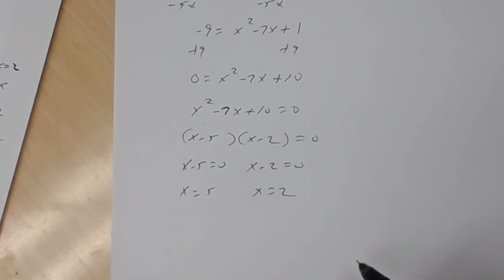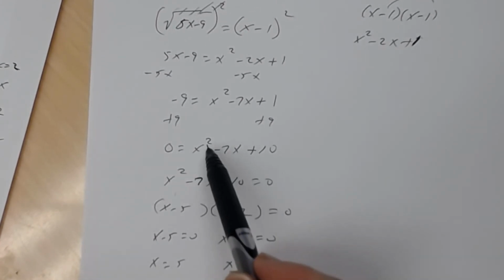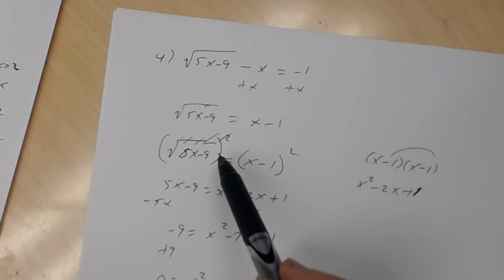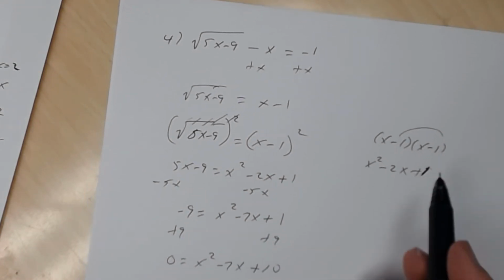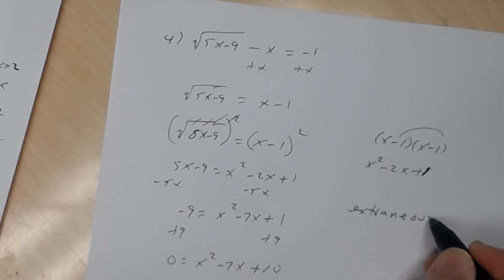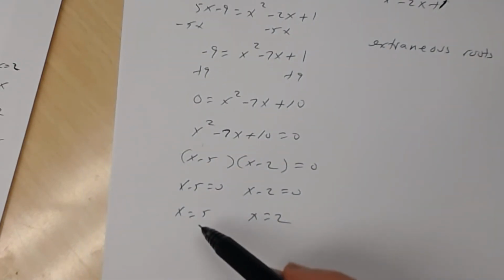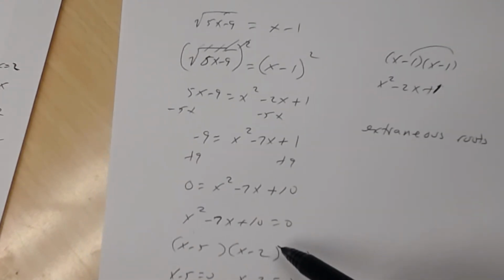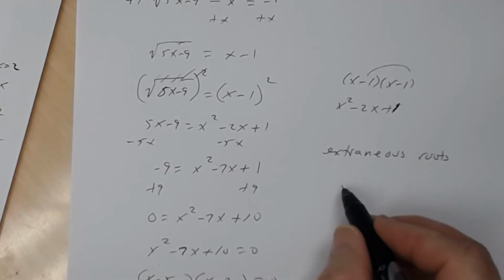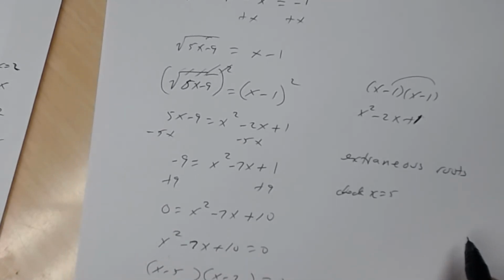All right. Now again, I got to check these because remember, these are solutions to the quadratic equation. But they may or may not be solutions to the original. Because remember, when you raise both sides to an even power, you may introduce extraneous roots. Okay, so false roots. So these are solutions to the quadratic, but it may or may not be a solution to the original. Always go back to the original. All right, so let's check x equal 5.